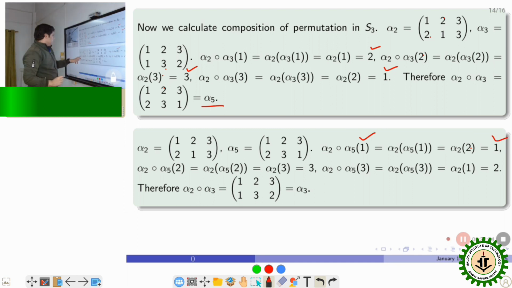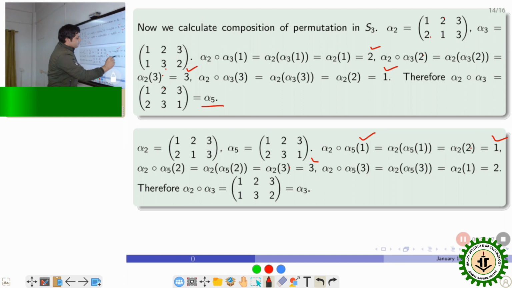Similarly, next, alpha 2 composition alpha 5 of 2 maps to alpha 2 of alpha 5 of 2. Now, alpha 5 of 2 maps to 3, so therefore it is alpha 2 of 3. Again, alpha 2 of 3 maps to 3, so that equals 3. That means alpha 2 composition alpha 5 maps 2 to 3.